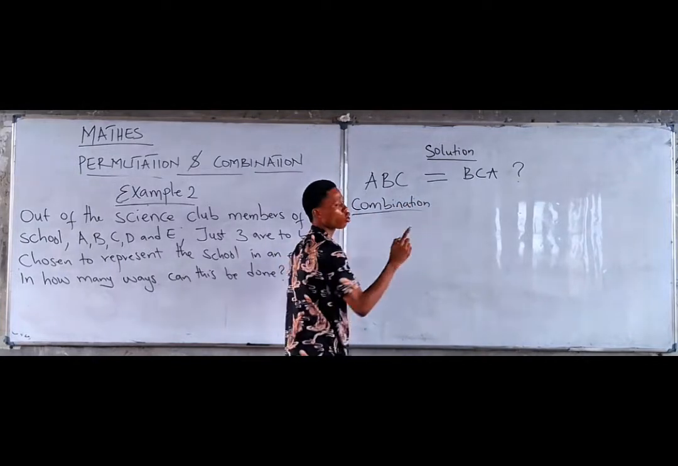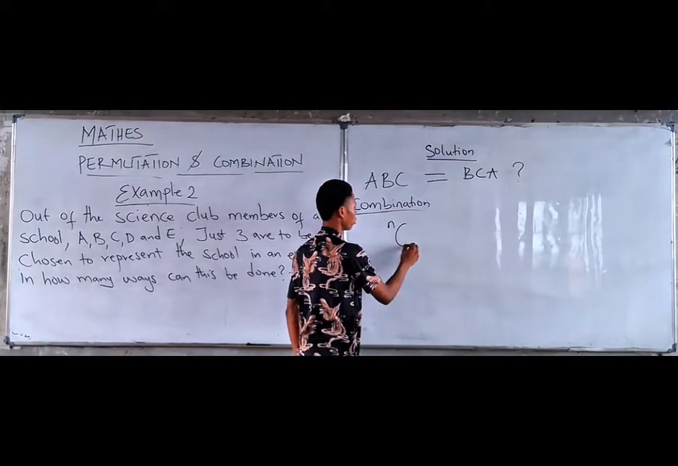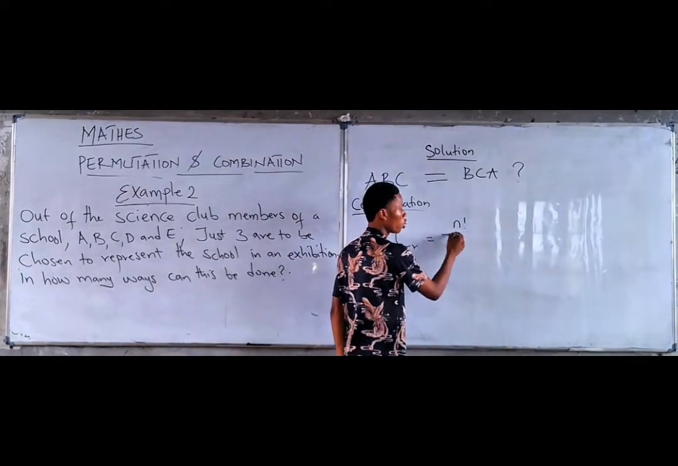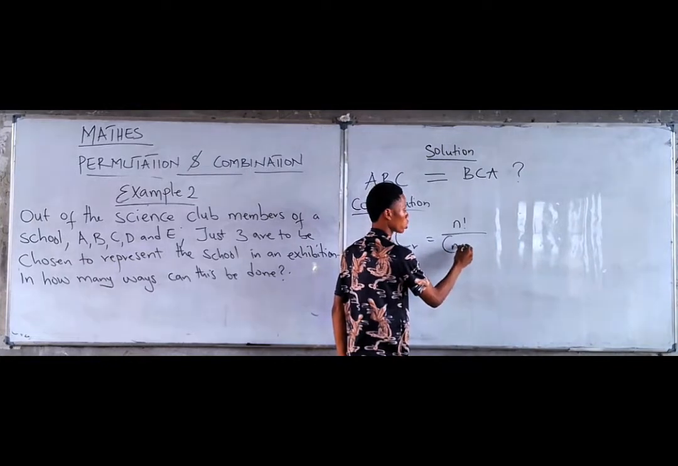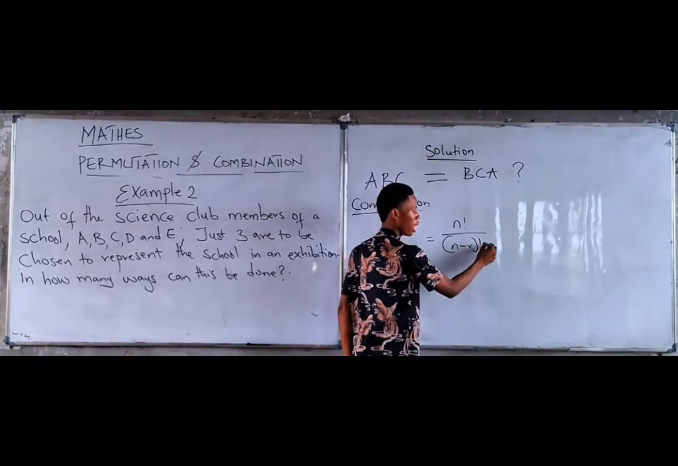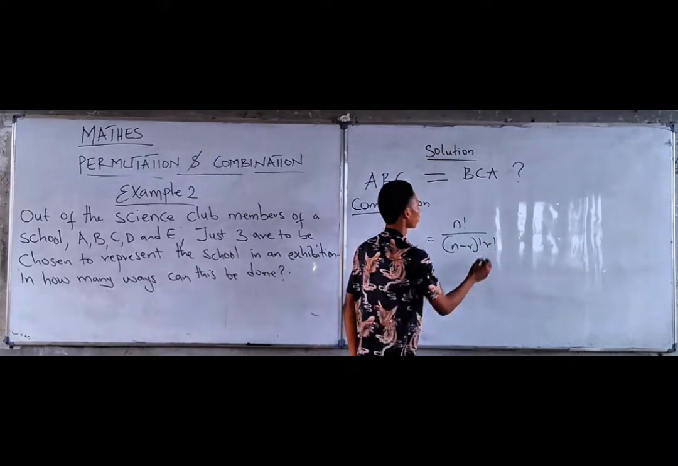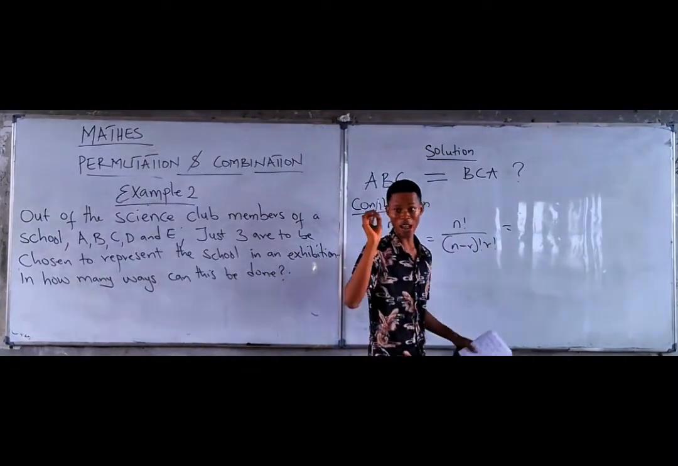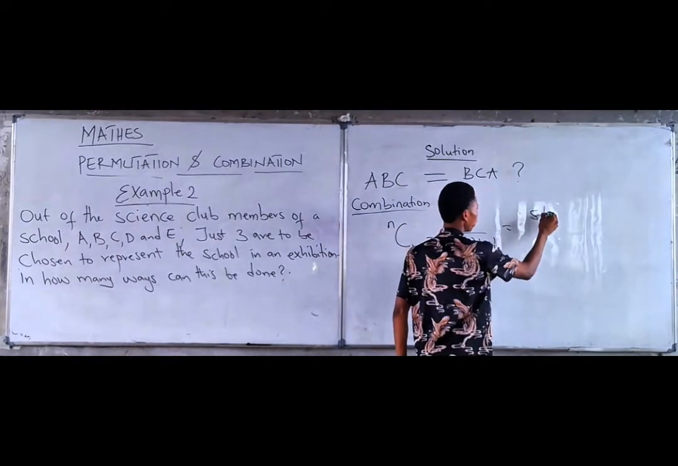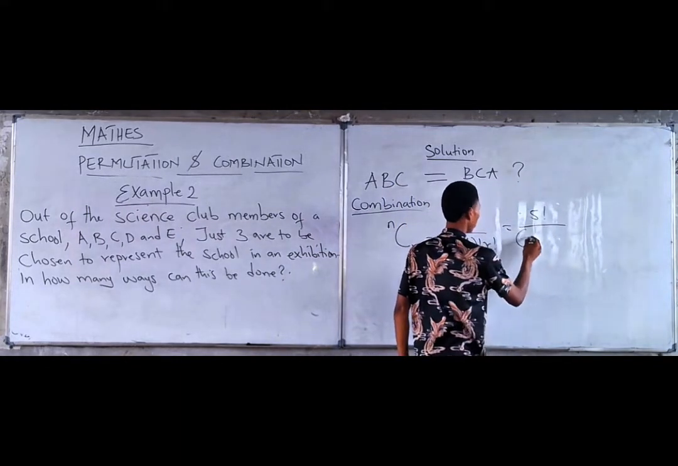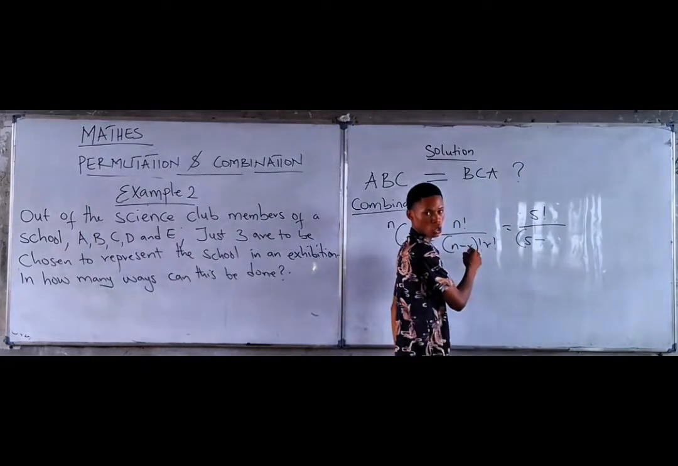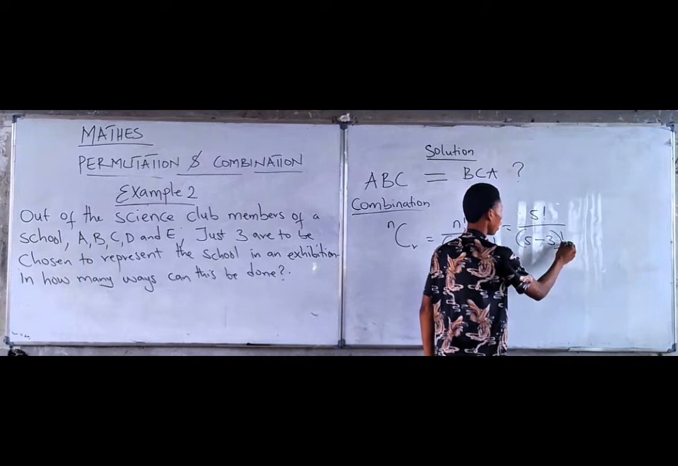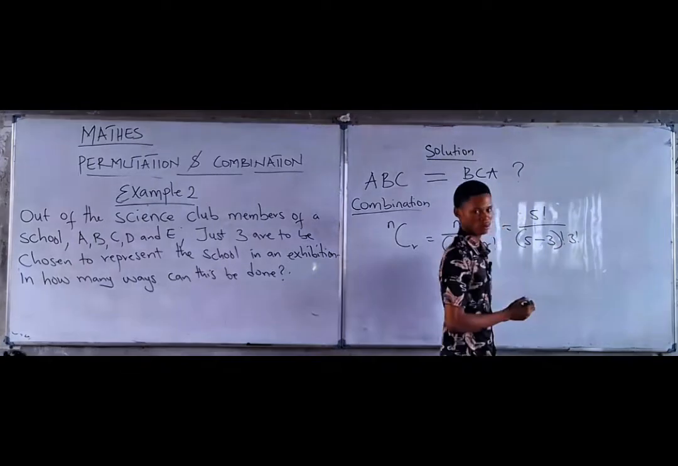And we know that in combination, the formula is equal to what? n factorial all over what? n minus r all factorial, r factorial, right? Good. Now our n here is what? How many persons do we have in the club? 5, right? So we have 5 factorial all over 5 minus, how many persons are we choosing to represent the school? 3, right? So 3 all factorial, 3 factorial.